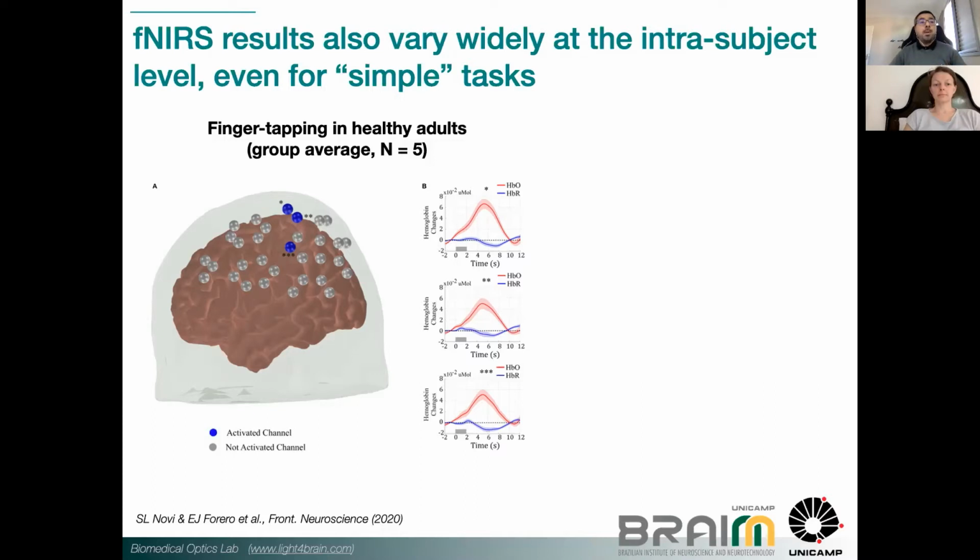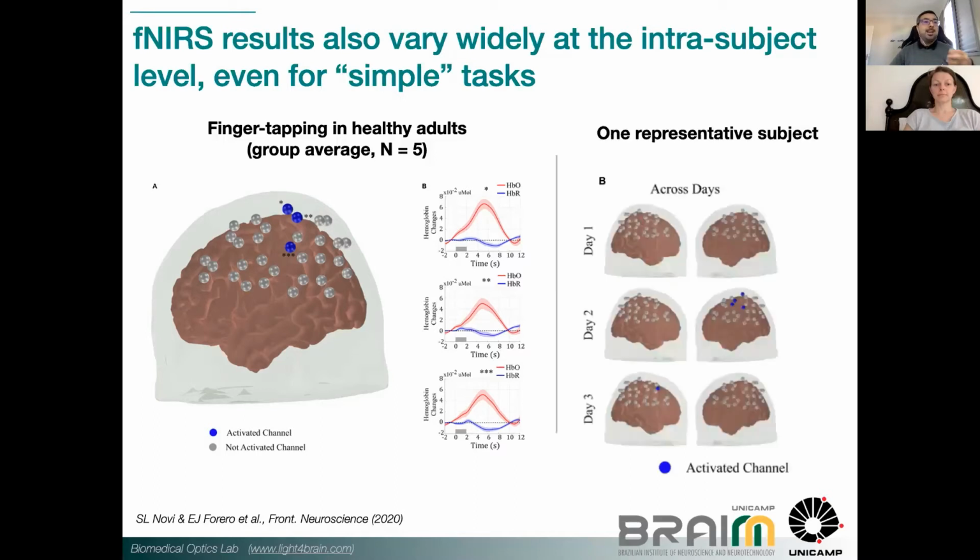The problem is, if you get just one of these subjects and you look at their results at 3 completely different days, always performing the same task, the same subject at the same time of the day, but on 3 random days, what you see is that the response is quite variable. In fact, on one of the days, you don't even see a robust response anywhere in the brain. And on different days, you see that this robust response is different across the brain as well.